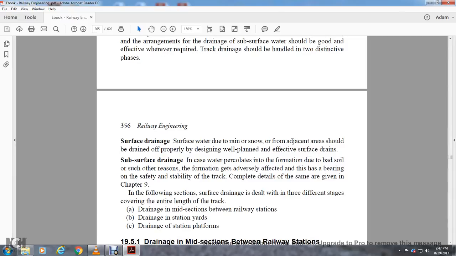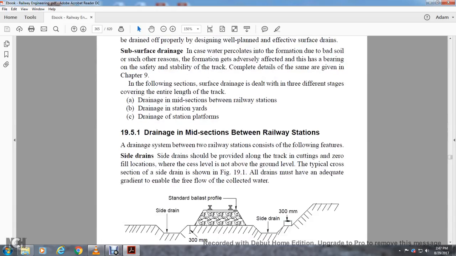In the following section, surface drainage is dealt with in three different stages covering the entire length of the track: drainage of the midsection between the railway stations, drainage of the station yards, and drainage of the station platforms. 19.5.1 Drainage of midsection between the railway stations. The drainage system between two railway stations consists of the following features.